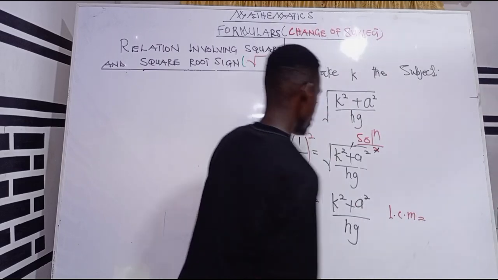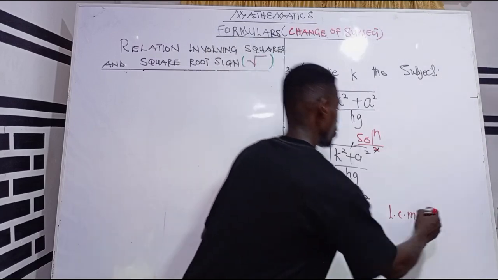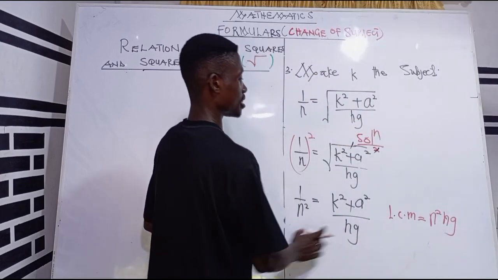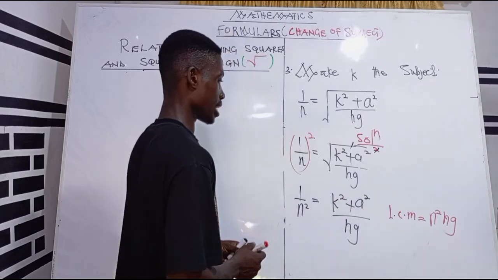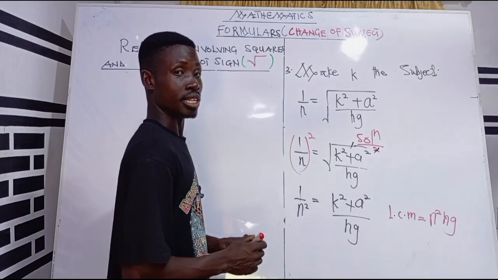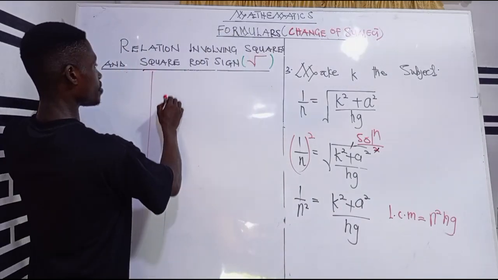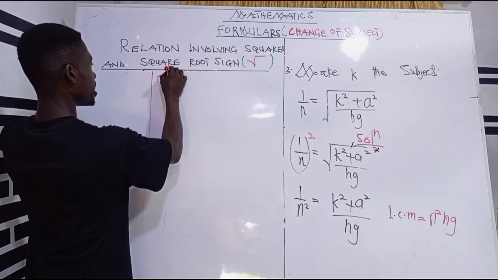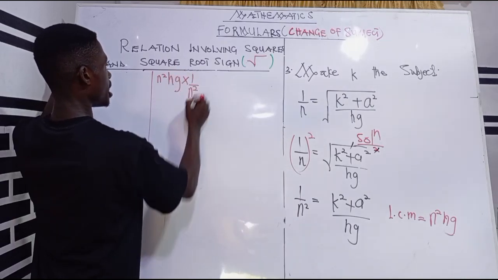What do you think the LCM will be? So the LCM is going to be n squared times what? hg. So we have n squared hg. That is the LCM at this very point. So we are going to use the LCM to multiply each term in the equation. We are going to have our LCM, which is n squared hg, multiplying 1 over n squared.